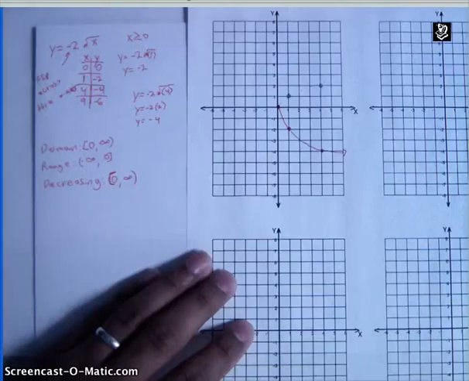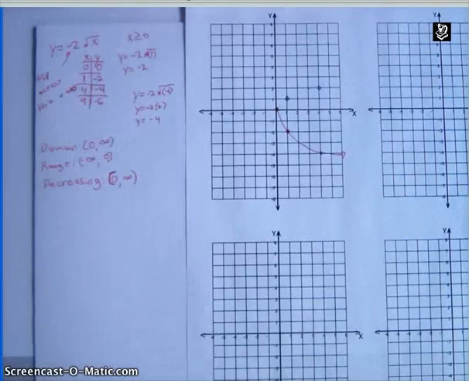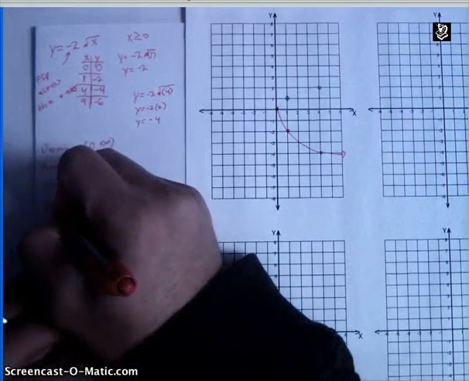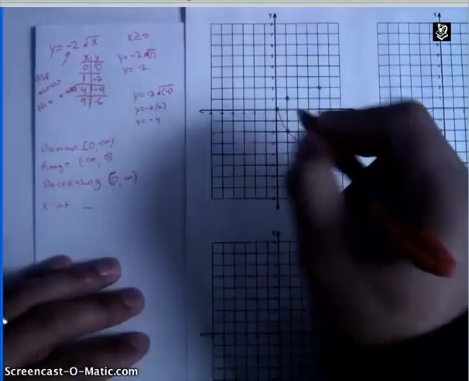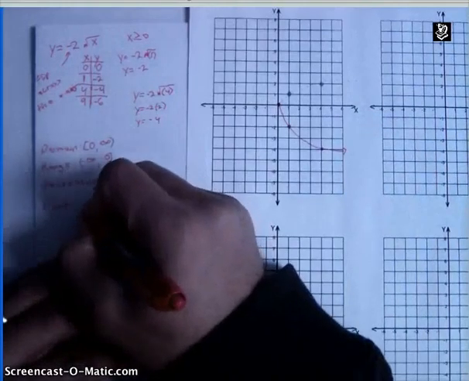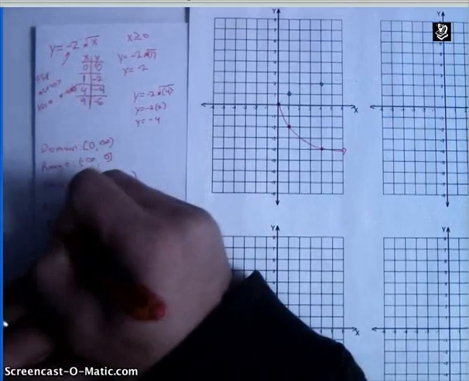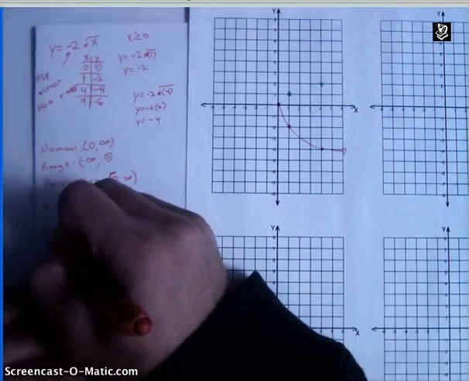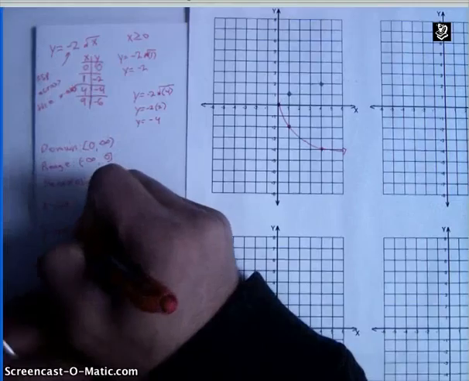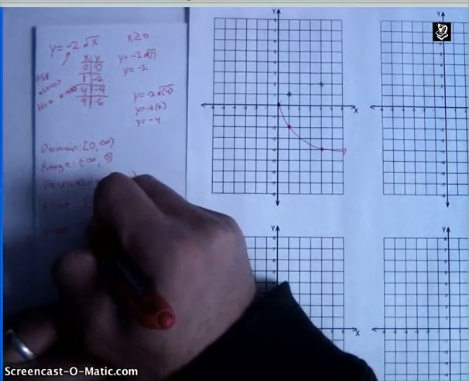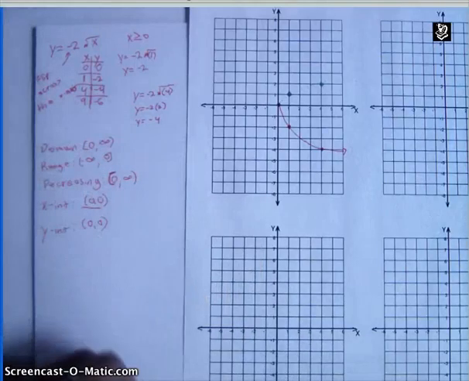All right, and then the last thing we need to do, oh wait, we need to do the x and y intercepts. The x-intercept is easy because it's where y equals 0. Well, y equals 0 at the point 0, 0. The y-intercept is where x is 0. Well, x is 0 at 0 also. So my x and y intercept for this case turn out to be the same, which makes life a lot easier for us.